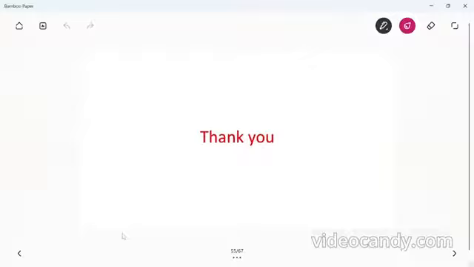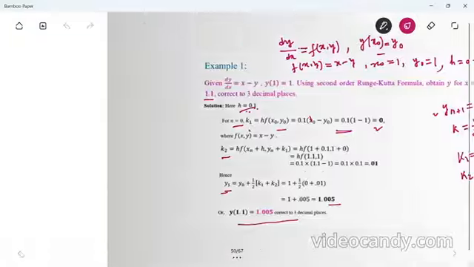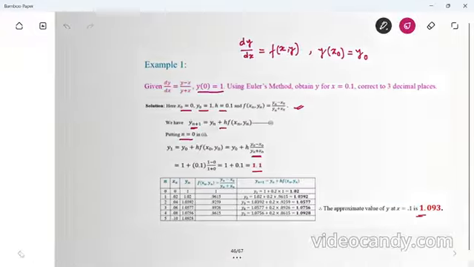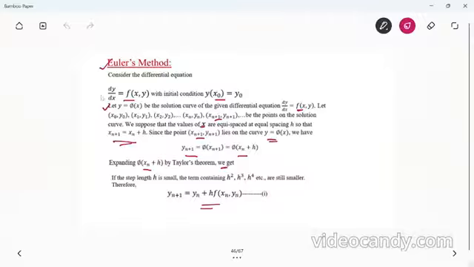Actually, I have one problem for students, but this is not in the PPT, so I'll give it to you later. Again, I'll recall all this discussion of this lecture. In this lecture we are discussing Euler's method. There are two methods for initial value problems, and there are two methods for boundary value problems in your syllabus. Euler's method, Runge-Kutta method, Milne-Simpson method, and finite difference method. And this is the Euler's method.